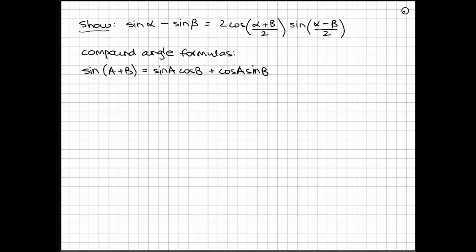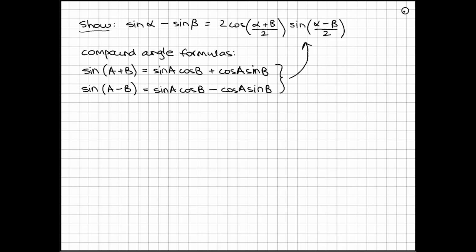And the other compound angle formula we'll use will be the sine of A minus B being equal to the sine of A cosine of B minus the cosine of A sine of B. So using these two compound angle formulas, we will be able to derive this new result of sine alpha minus sine beta being equal to 2 cosine alpha plus beta on 2 sine alpha minus beta on 2.